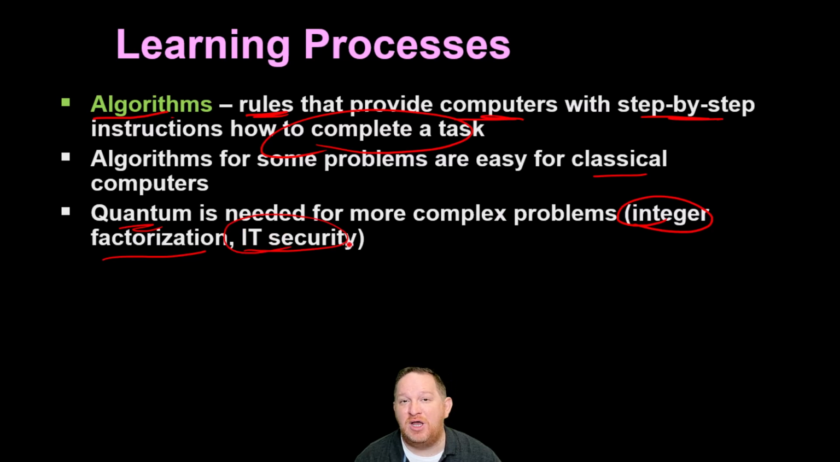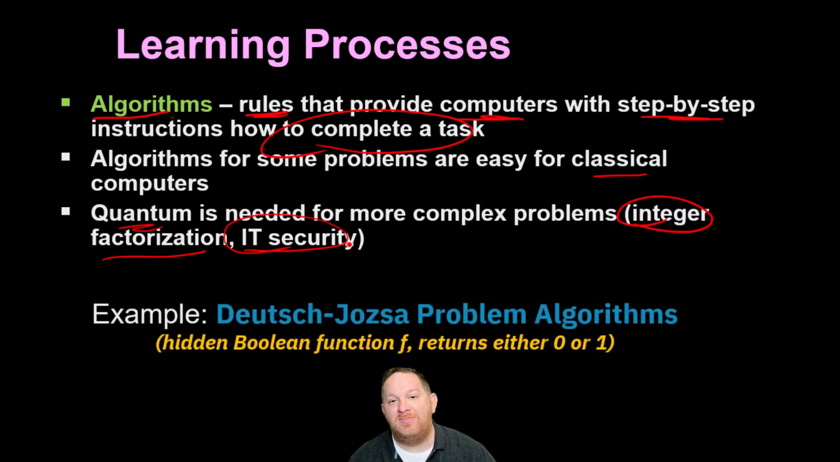IT security, right? If you think of hackers trying to hack into our systems, we need really fast quantum processing to be able to thwart those attempts. Or if you are a hacker, a quantum computer would help you get into some place that you wanted. So let me give you an example. This is actually the first problem that scientists really showed was able to be much better with quantum computing. And it's the Deutsch-Jozsa algorithm, where they insert a Boolean function, f, and we want either a 0 or a 1 in return, right?